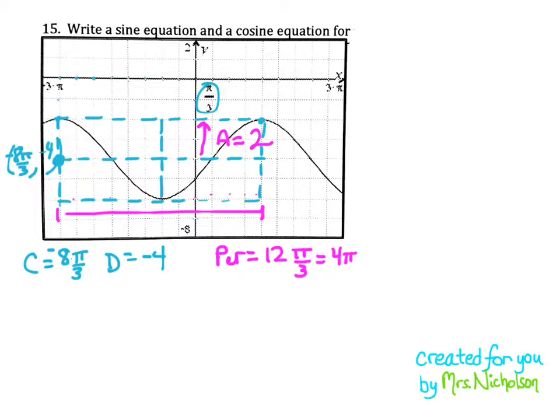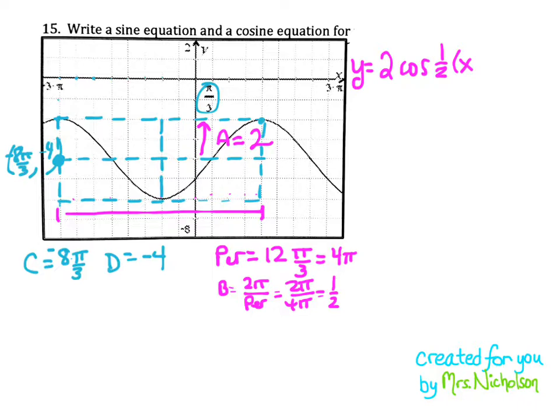Now remember, that's still not my b. B is going to be equal to 2 pi divided by the period, 2 pi divided by 4 pi, and that reduces to 1/2. So now I've got all of my transformations. I'm ready to write the equations. Y is equal to 2 cosine 1/2 x. And remember, for mine, I went left 8 pi over 3, so I'm going to put plus 8 pi over 3, and d was minus 4.